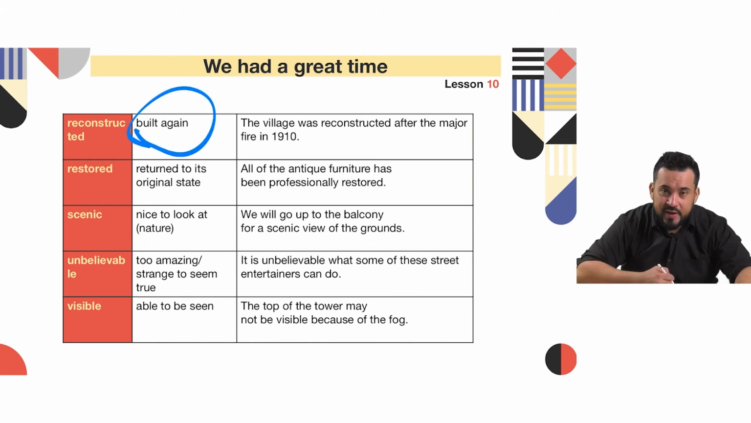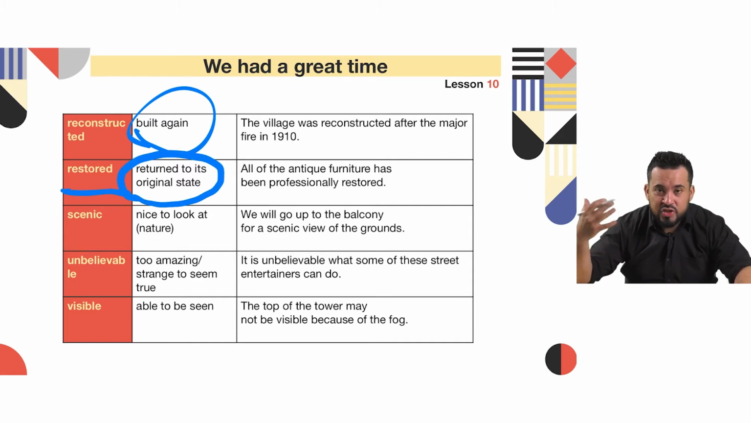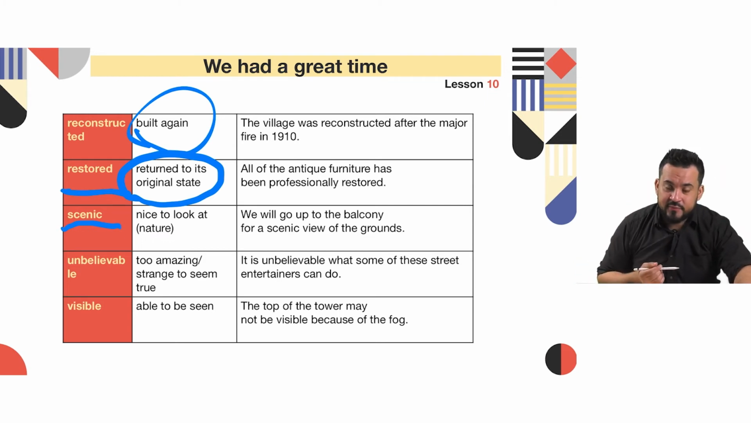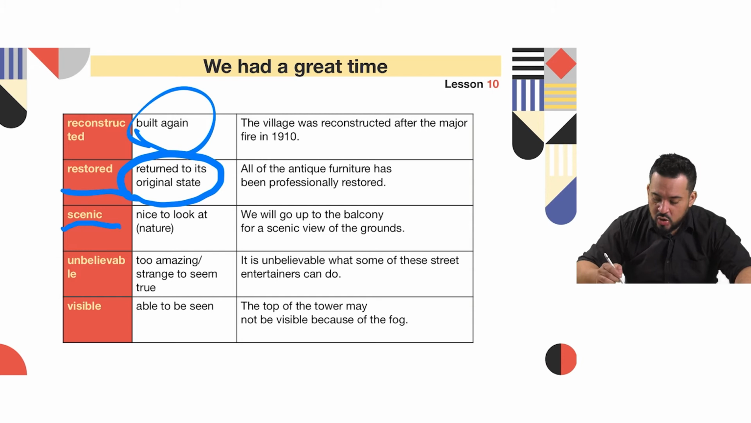Reconstruction means built again. The village was reconstructed after the major fire in 1910. Restored means returned to its original state or condition. All of the unique furniture has been professionally restored. Scenic means nice to look at. We will go up to the balcony for a scenic view.